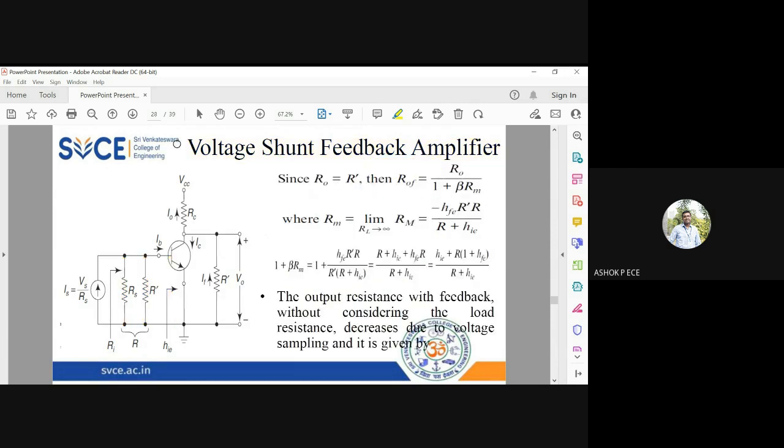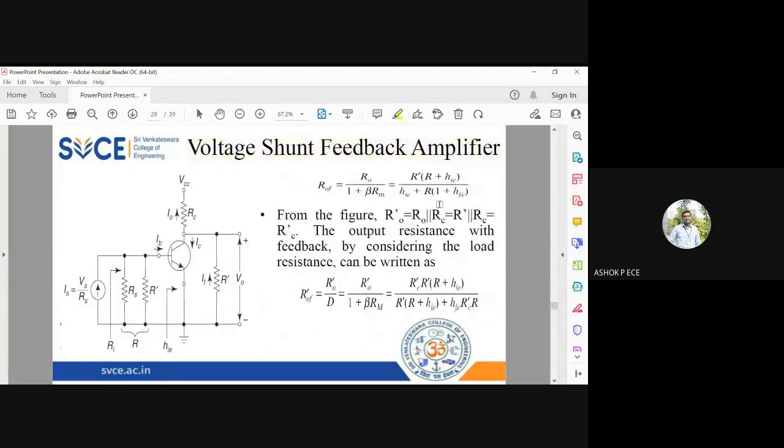In the same way, for voltage shunt, on the output side, R naught will be equal to R dash, and R naught F is going to be R naught by 1 plus beta RM. For a voltage shunt amplifier, the input resistance will decrease with feedback, and the output resistance will also decrease with feedback. Both will be decreasing.